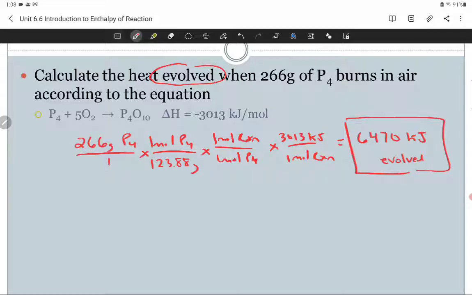Okay, so all factor label there. So you really didn't have to know too much about heat, about enthalpy. Mostly you had to be able to factor label.